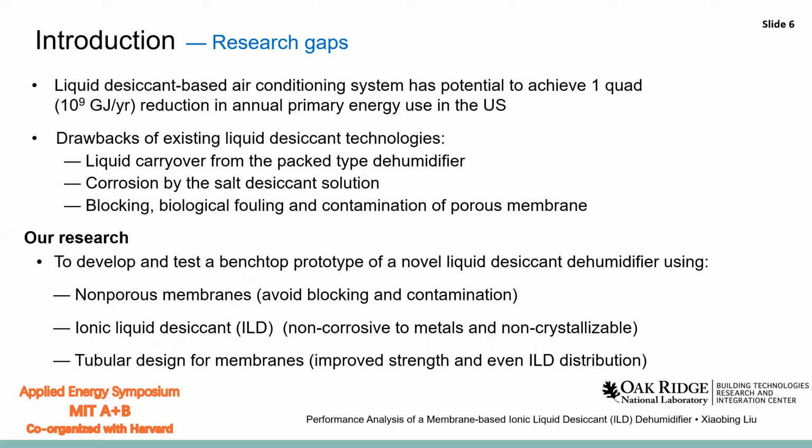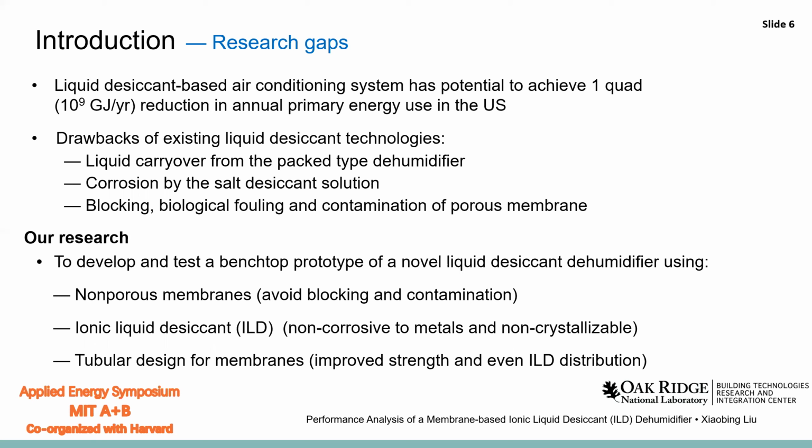However, there are some drawbacks of the existing liquid desiccant technology, which limit its practical application. For example, the liquid carryover from the packed type dehumidifier, and the metal corrosion by the salt desiccant, which is commonly used now. And when using the porous membrane-based dehumidifier, the blocking and the fouling is also a big problem.